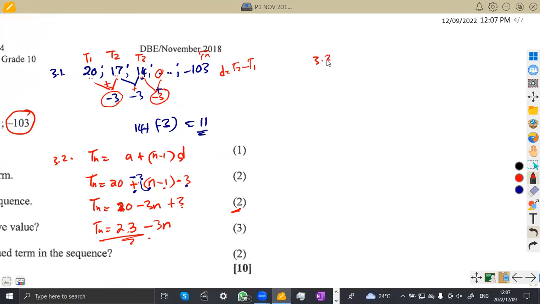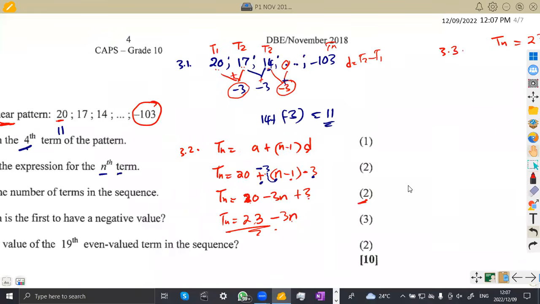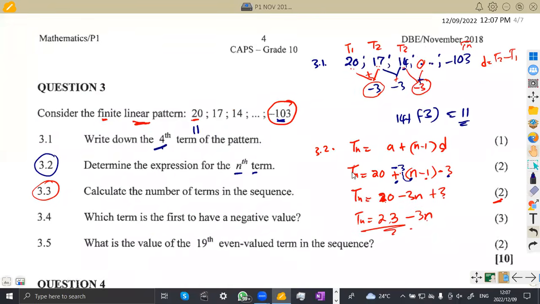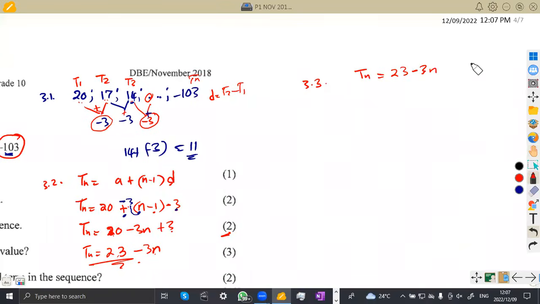So in this case, we can refer to our Tn. So this is 3.3. You can refer to our Tn as the expression that we are given. Remember, it was 23 minus 3n before. That was our Tn. And now we are given that the last term from the sequence that we are given here is -1 or 3. So that means your Tn is equivalent to the last term, which is -1 or 3. So if Tn is equivalent to the last term, then we can calculate the number of terms because these two are equal. So we can equate 23 minus 3n to -1 or 3.